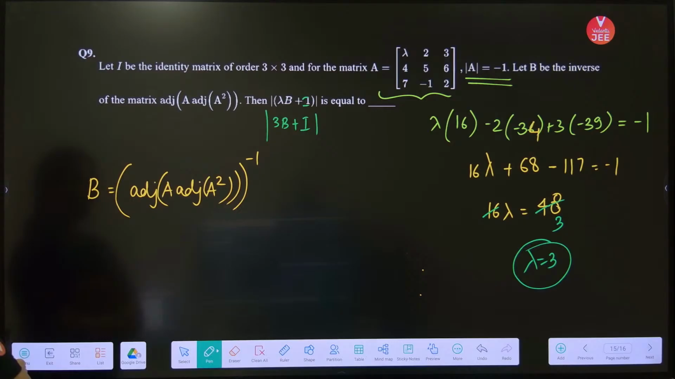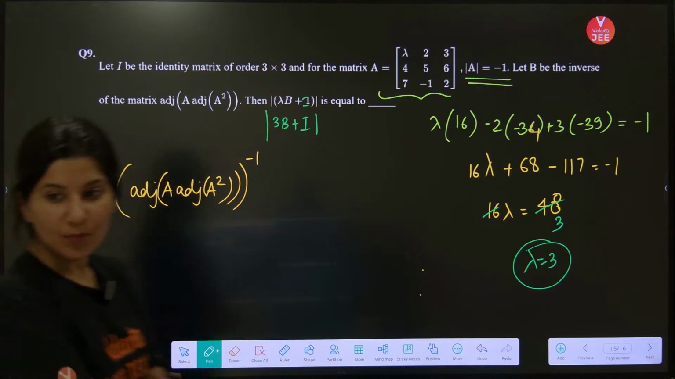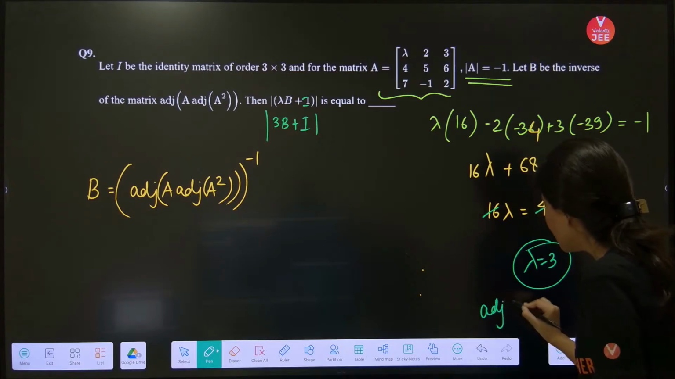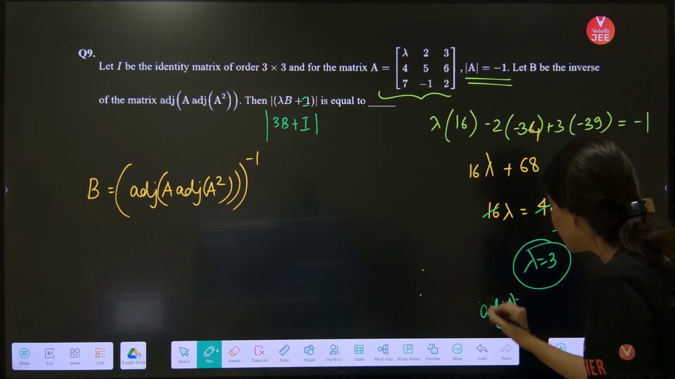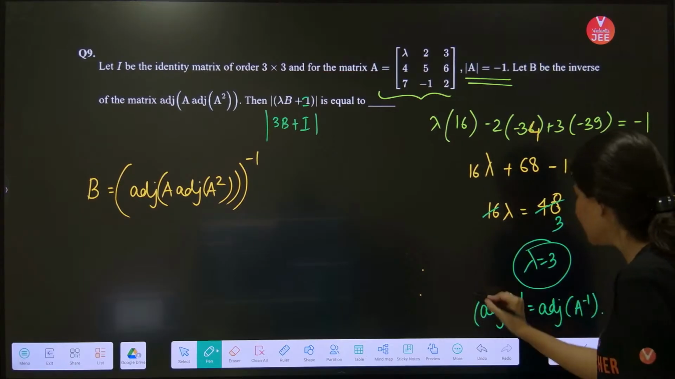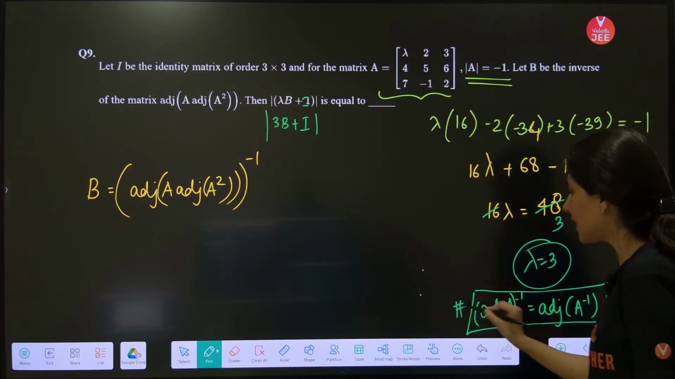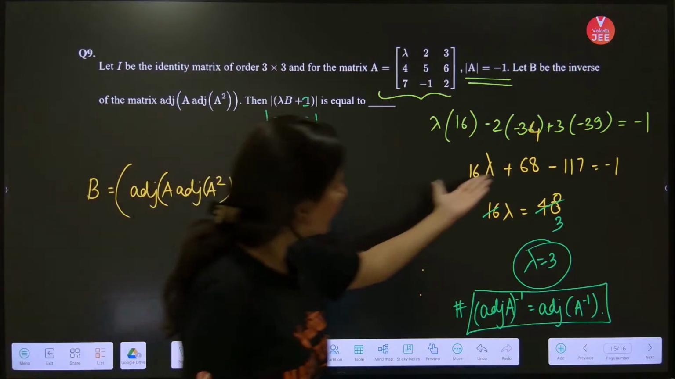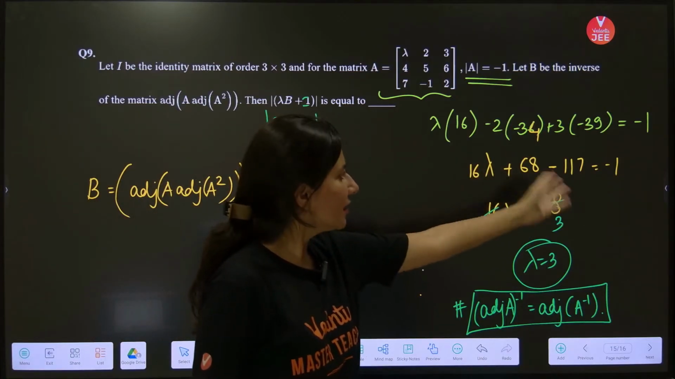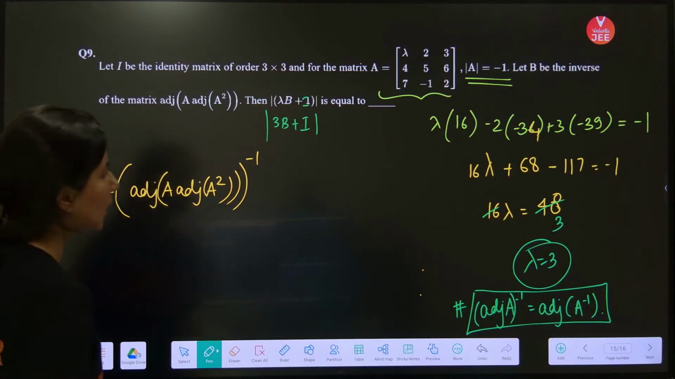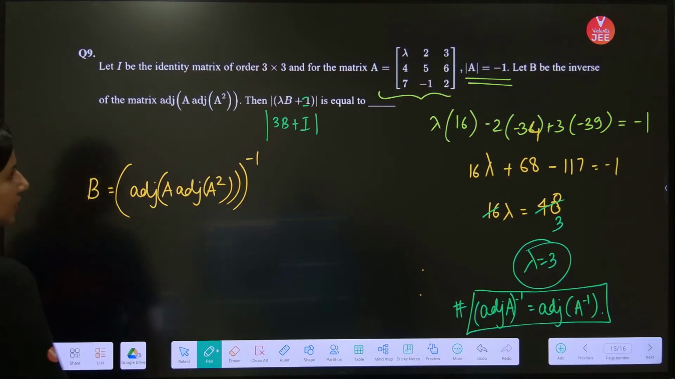All right. Now one property is coming into my mind: adjoint of A inverse is nothing but adjoint A inverse. We'll use this property, not right now, but let's keep it. What about that -1? Including -1 only. Okay, now this.